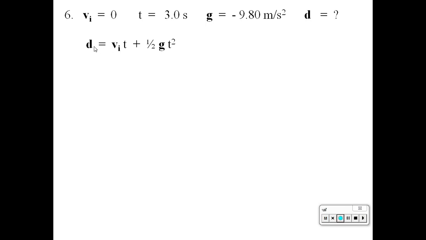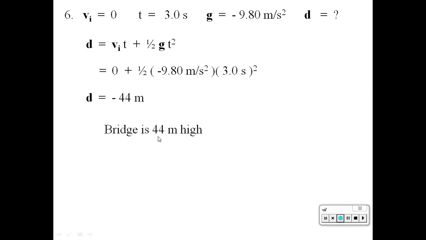These quantities are related by this expression. The first term, with v sub i being 0, will make the whole first term 0, and then 1/2 g times t squared. Don't forget to square that last term, and the answer turns out, or the displacement is negative 44 meters, so the bridge is 44 meters high.